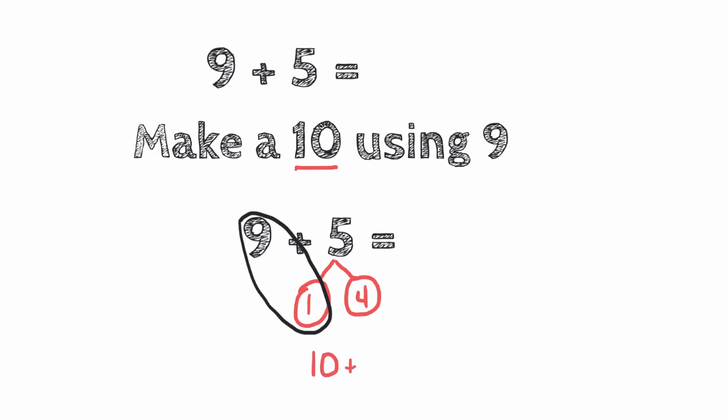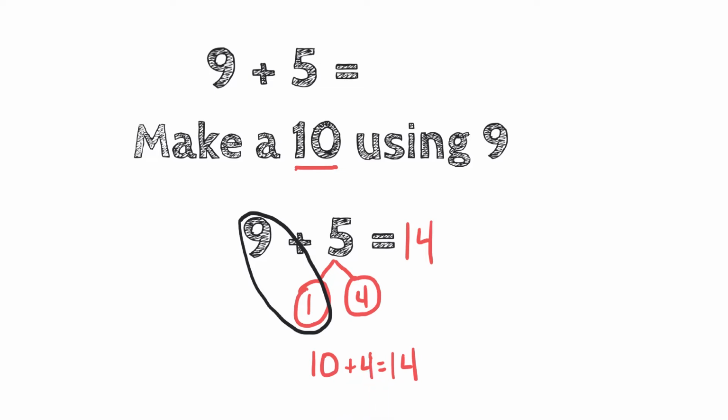And now we're going to add in what we have left. And all we have left now is this 4. So let's add that 4 in. 10 plus 4 equals, yeah, that's right, 14. So 9 plus 5 then right here equals 14. So we solved this problem by making a 10 using the 9. We used this 9, we made a 10, added the number we had left over, and we have 14.